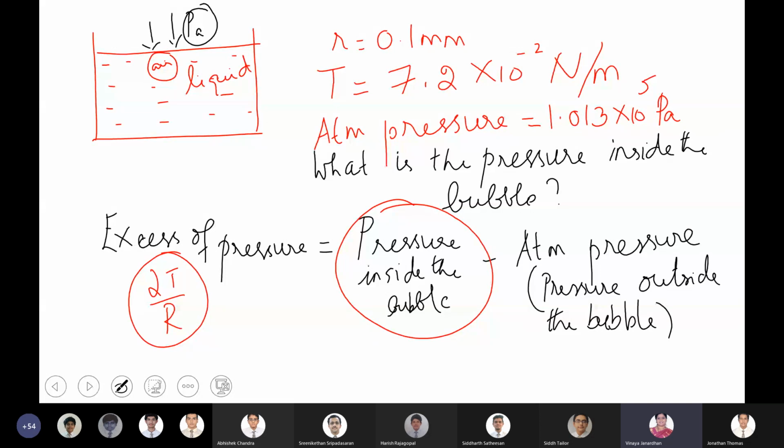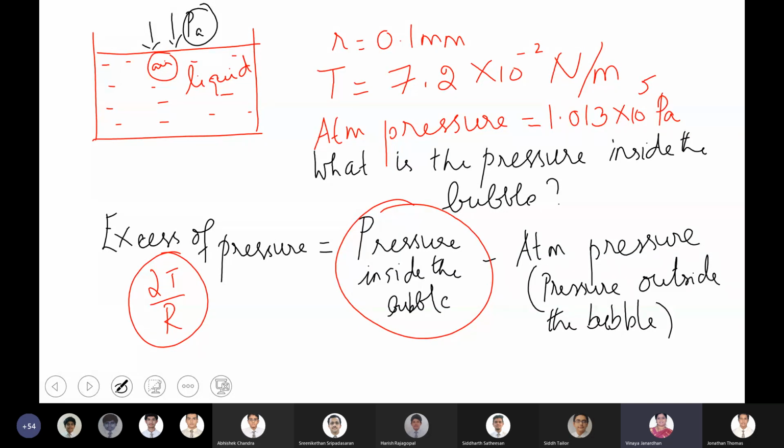What about a liquid drop? How many free surfaces will it have? A liquid drop, say a water droplet coming out of a tap. Inside the drop you have liquid, outside the drop you have air, so it has only one free surface. A soap bubble in air will have two free surfaces. A liquid drop will have one free surface. An air bubble inside a liquid will have only one free surface. That is why it is 2T upon R. Now can you calculate?